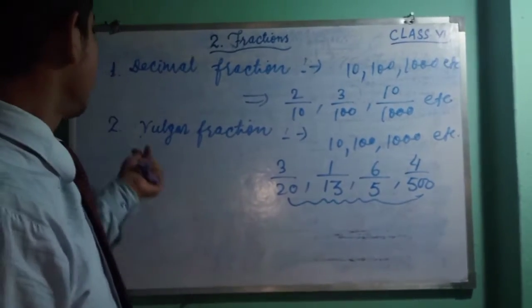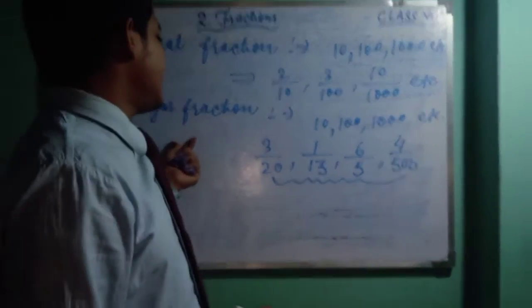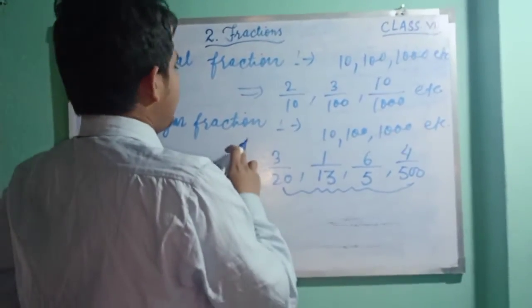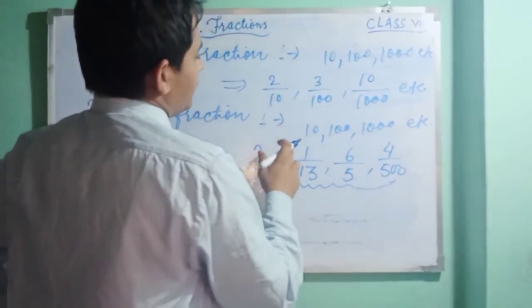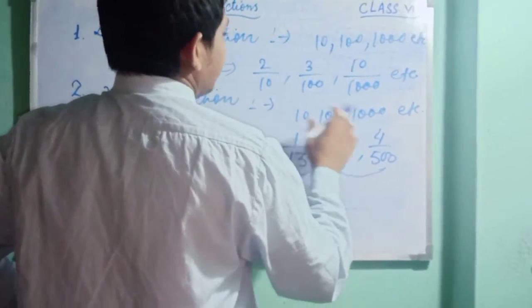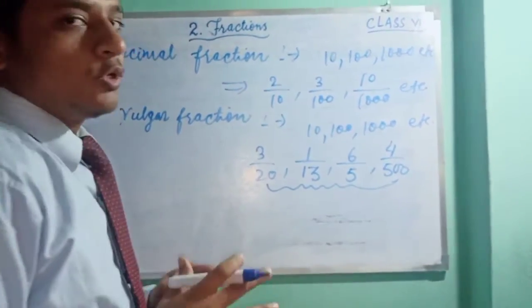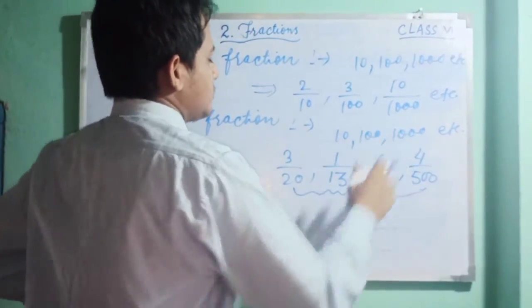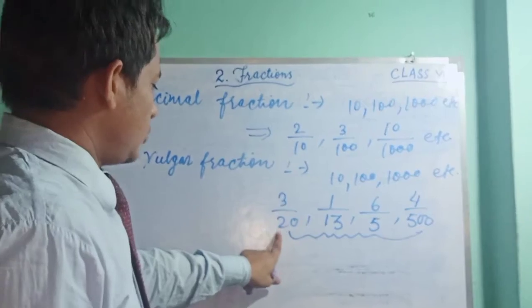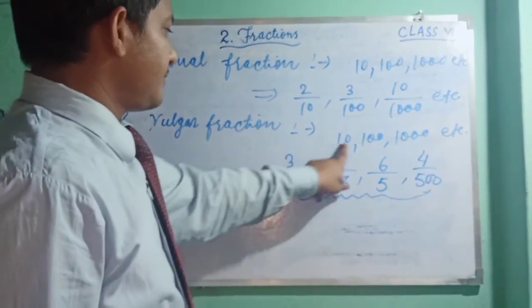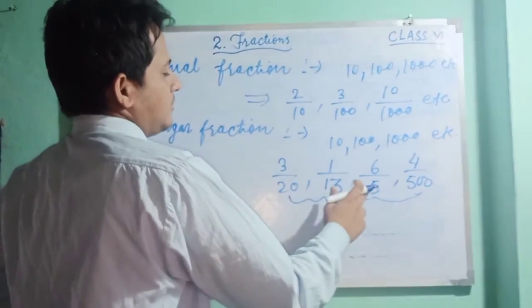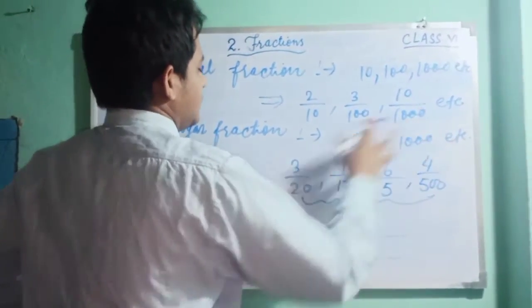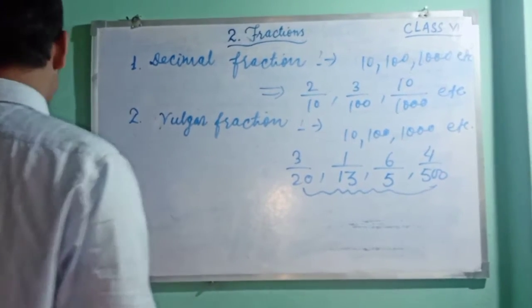That means vulgar fraction, once again, define: fractions having a denominator other than 10, 100, 1000, etc. That means no denominator such as 10, 100 and 1000. So here the denominator is 20, here 13, 5 and 500. So these are not denominators like these. So this is why they are vulgar fractions.